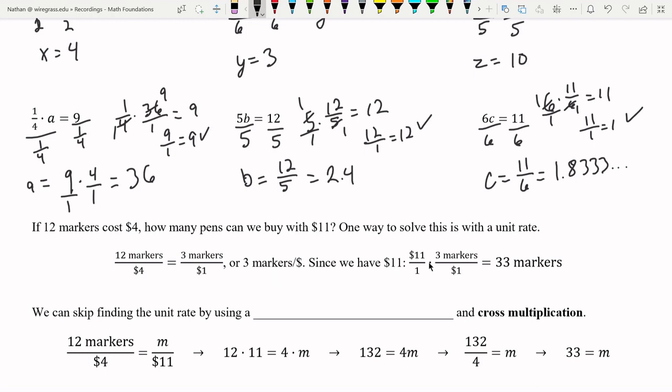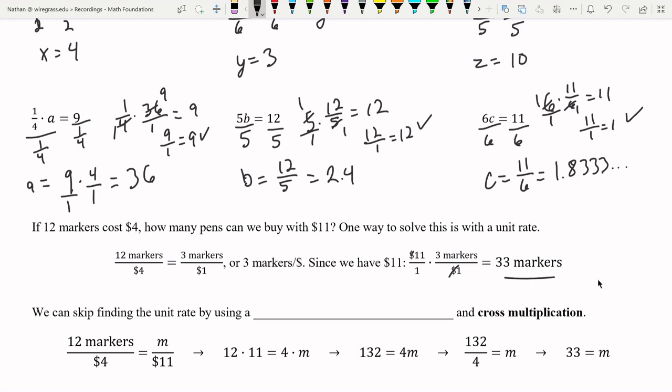If we have $11, then all we have to do is take 11 times the unit rate, which is 3 markers per dollar. Cancel the dollar amounts. We get 11 times 3. 1 times 1 is 1. 11 times 3 is 33 markers.